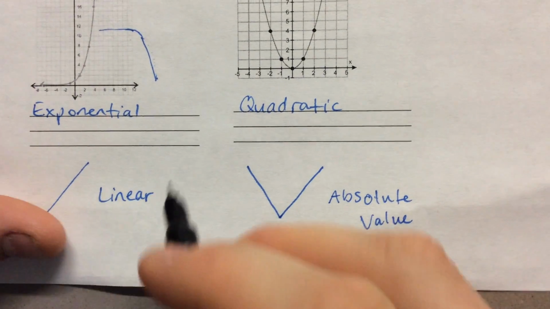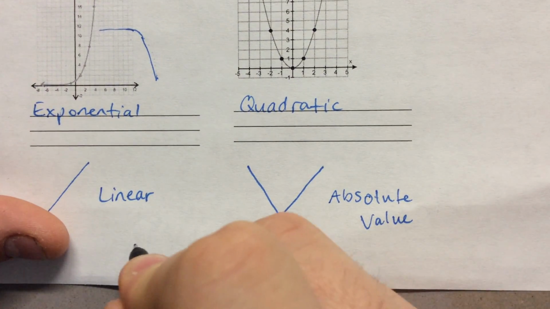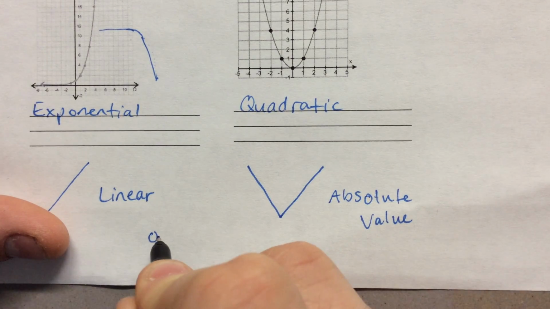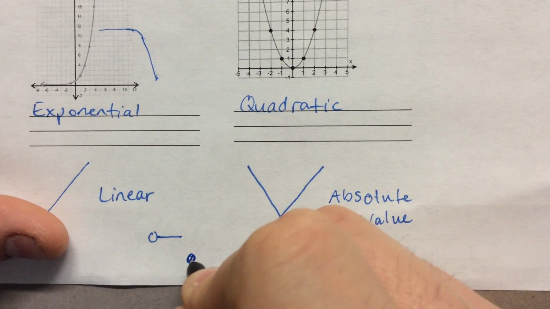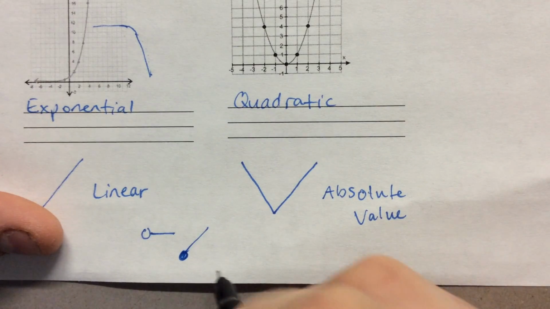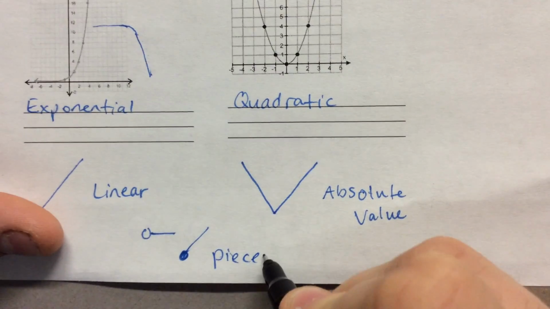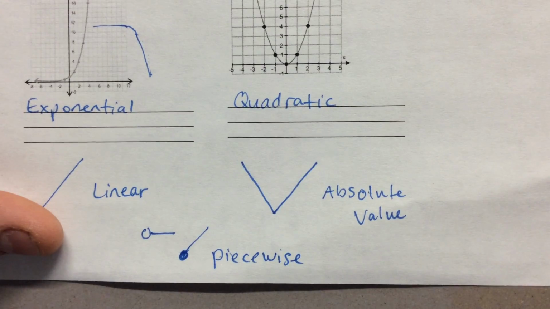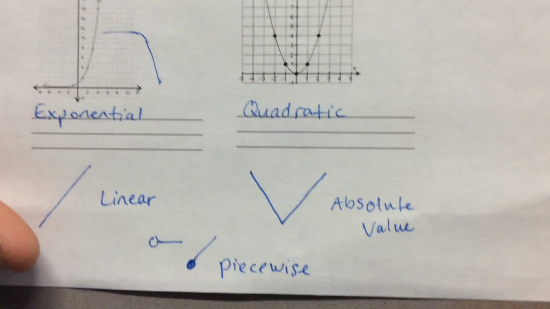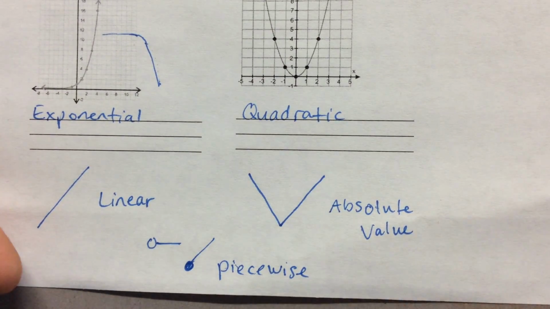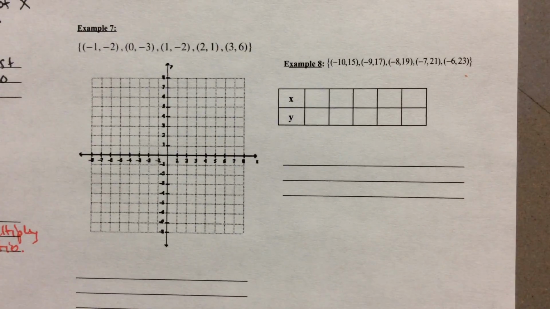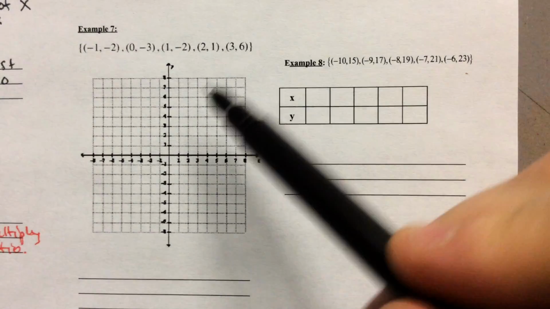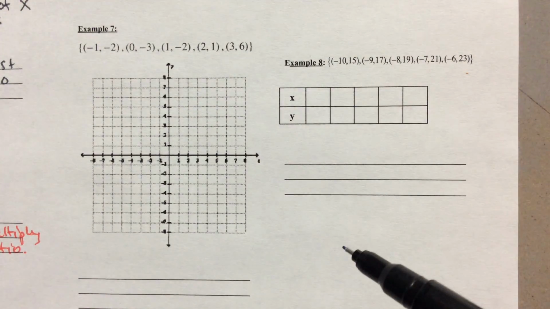Okay, and your other option, if you happen to see where you got open circles with lines or closed circles with lines, this would be your piecewise. Okay, so based on what the graph looks like, you need to know what type of function it is. Our other two things here are dealing with coordinates. Now, for coordinates, you have two options of how you want to solve it. You could either graph it, or you could put them in a table.